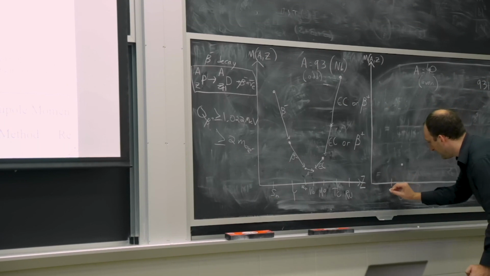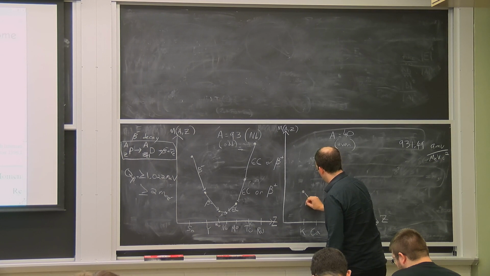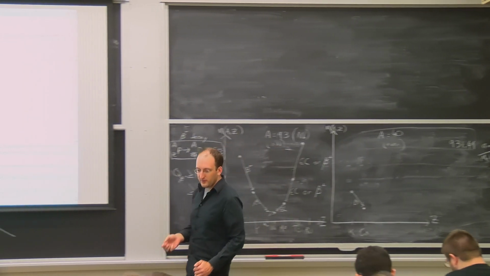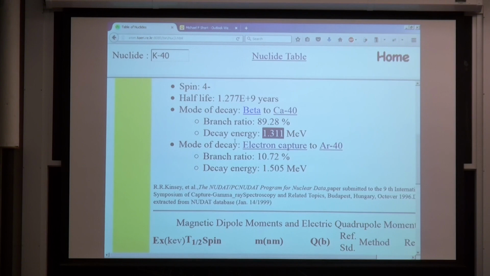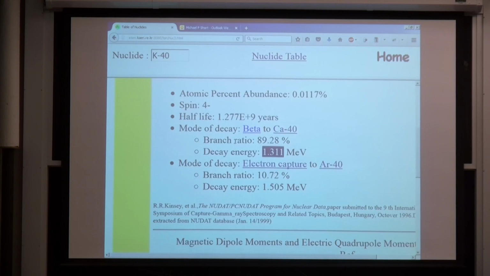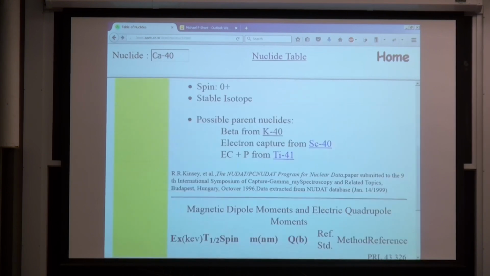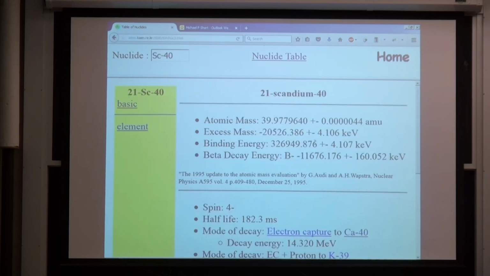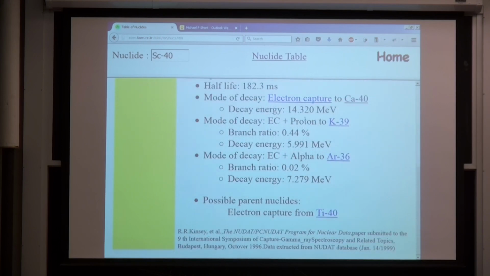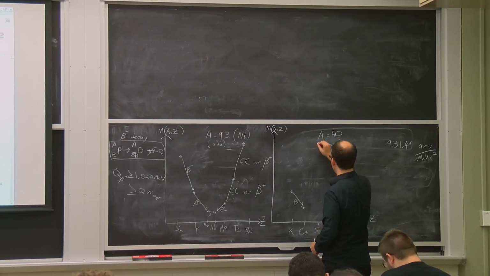So potassium is right here. Let's say it could beta decay with about 1.3 MeV. And we'll trace potassium back a little bit. Figure out where it would have come from. Interesting. Doesn't tell us. Okay, forget that. Let's trace calcium back and say there's scandium-40. And scandium-40 can decay with, wow, an enormous 14.32 MeV. Let's put that like here.